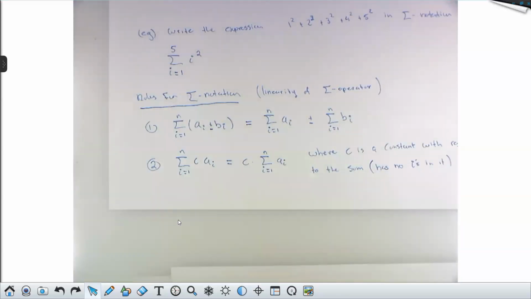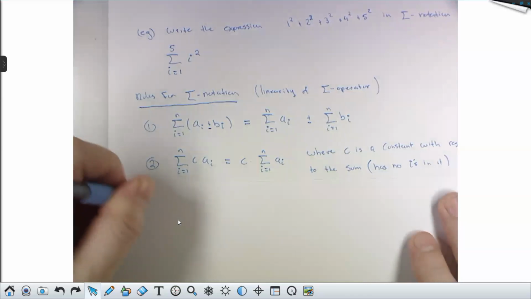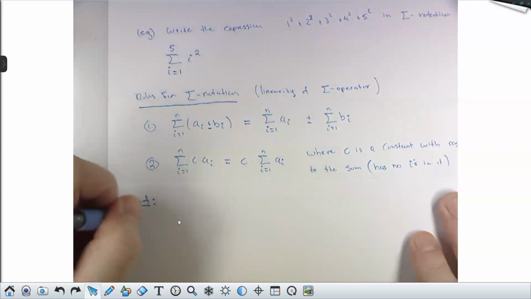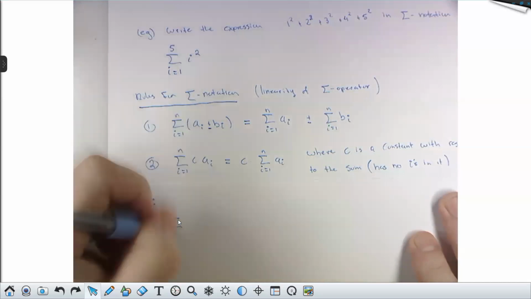But they can provide some insight into this operator. So here's the proof. For one, I'm just going to write this out. I'll prove it in the case where you've got a plus there.